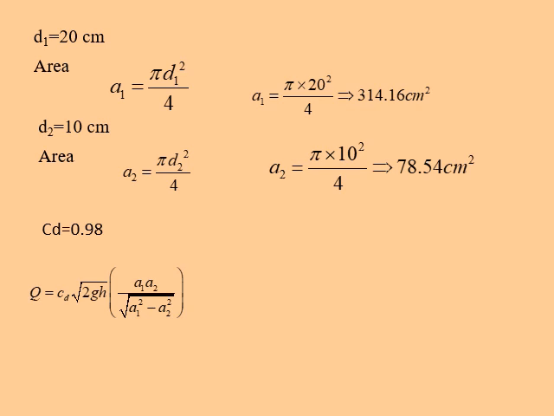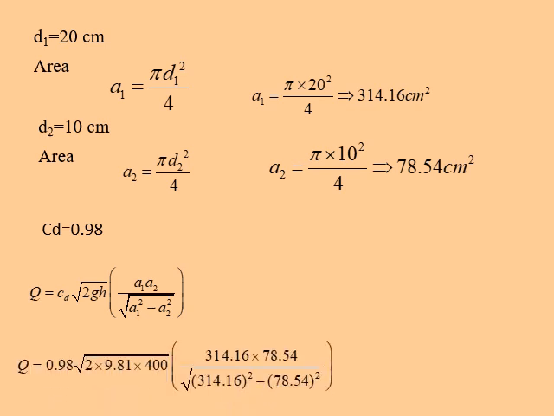So now discharge is calculated by using the formula: C of D, that is the coefficient of discharge, into square root of 2GH into A1 into A2 by square root of A1 square minus A2 square. So substitute all the values here. The C of D is given, that is 0.98. The square root of 2 into G value is 9.81 into H is equal to 400 centimeter. So here the H is substituted in centimeter.